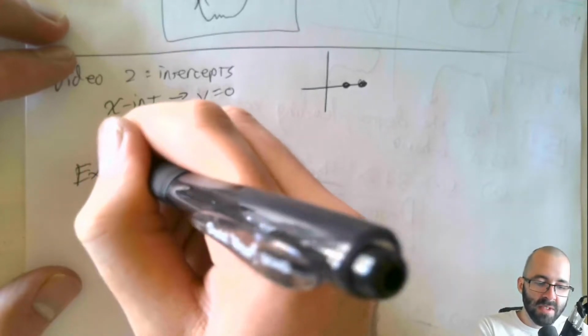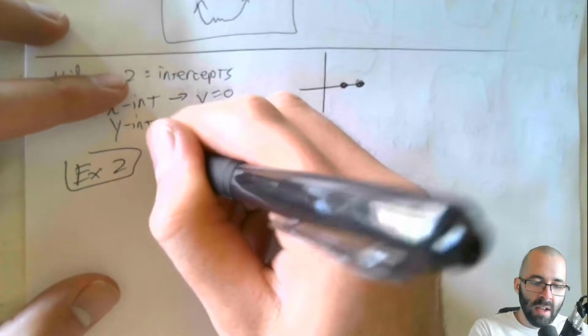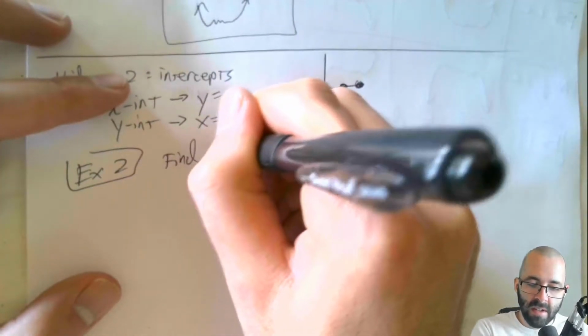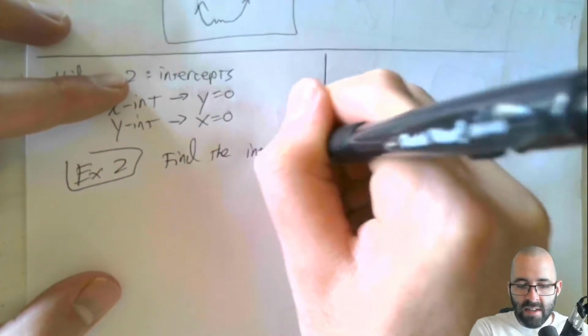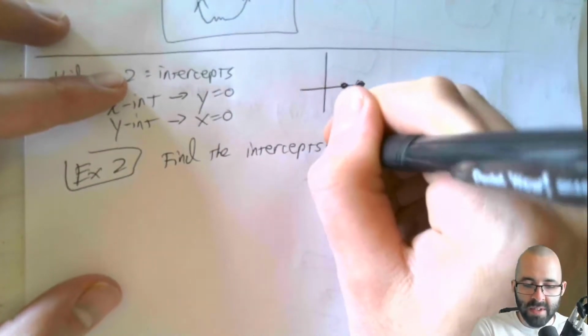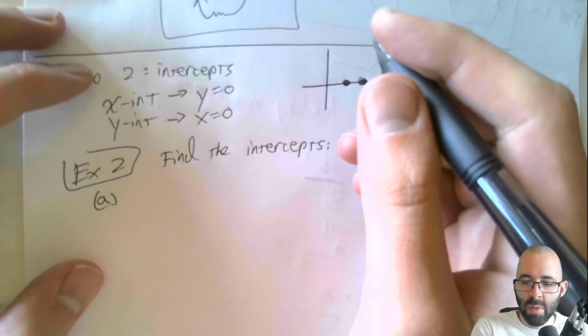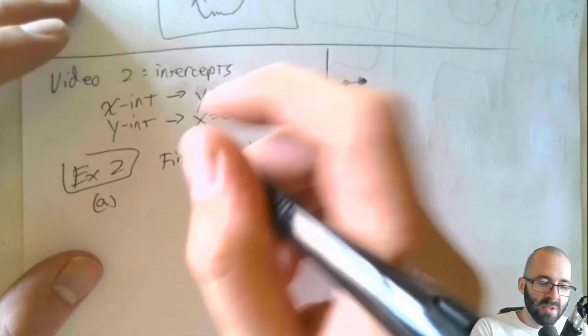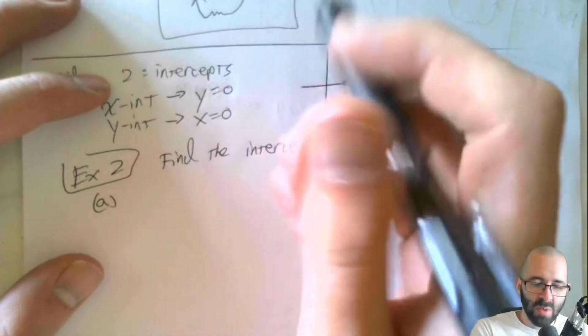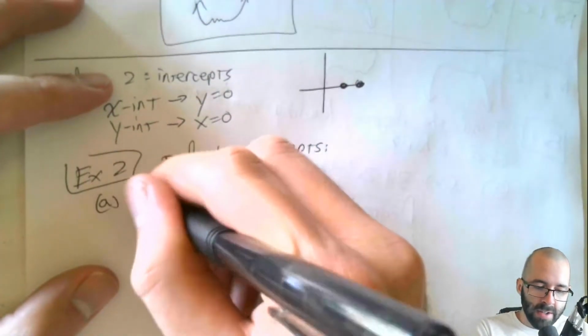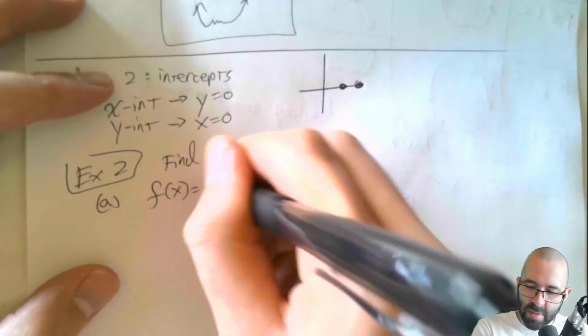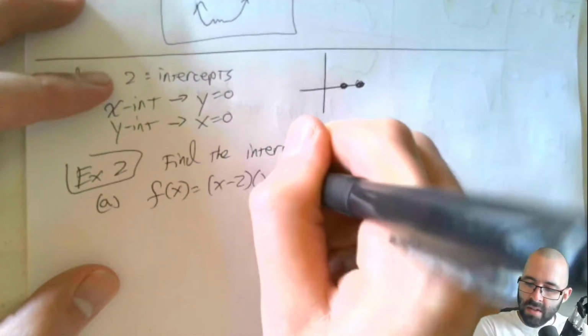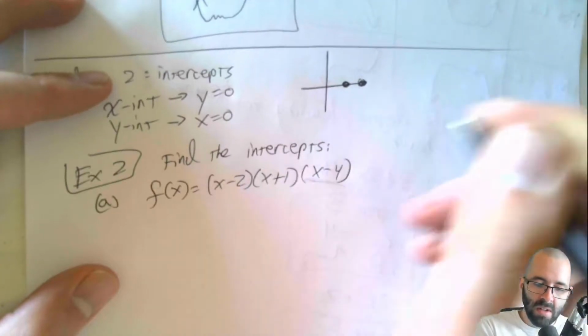So let's do some problems. Example 2. Find the intercepts. And in a lot of these problems, I don't remember which ones, some of them only want you to find the x-intercepts, but we're going to find both for extra practice. All right, and it's more useful, and we're going to have to find both in the next section as well. All right, so f of x is equal to x minus 2 times x plus 1 times x minus 4.